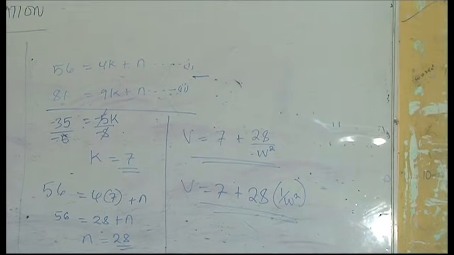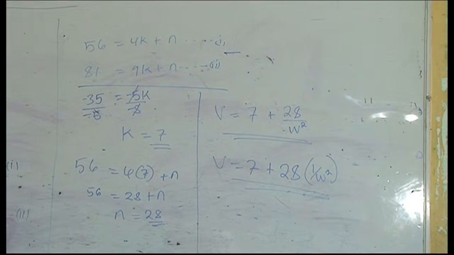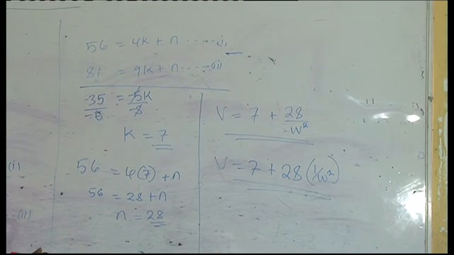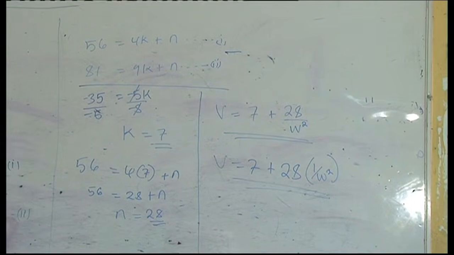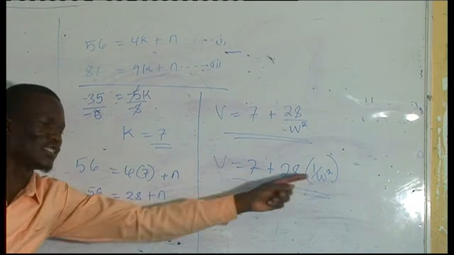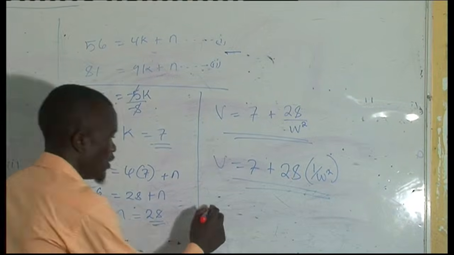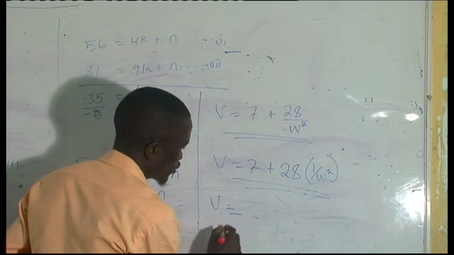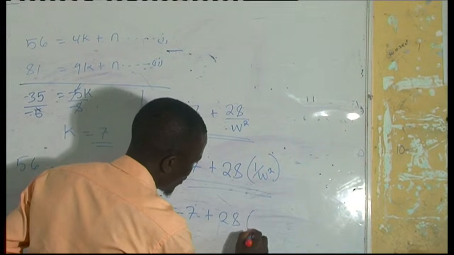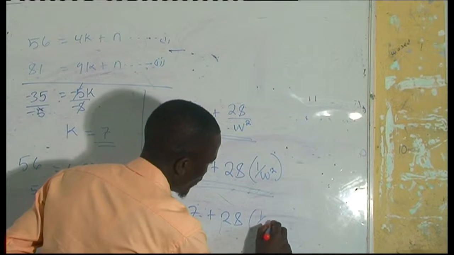Then the next question: get the value of V when W is 6. Now that one is very easy. What do you need to do? We need to get the value of V when W is 6. You just write V is equal to 7 plus 28 into 1 over W squared.